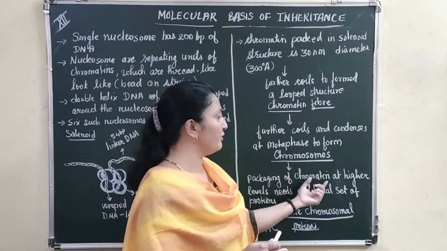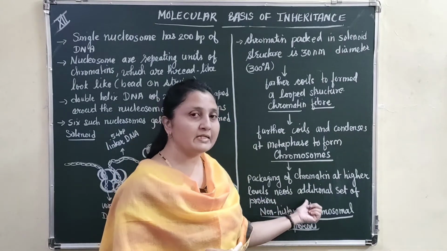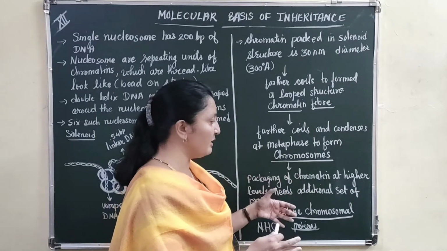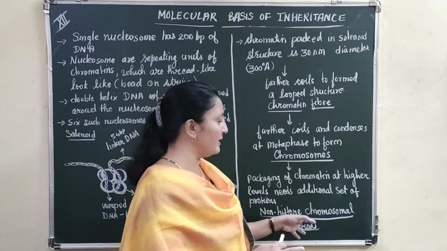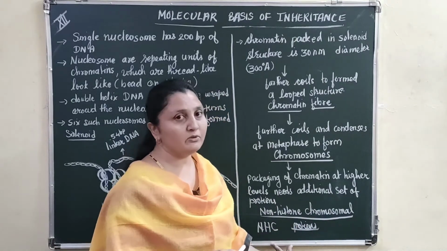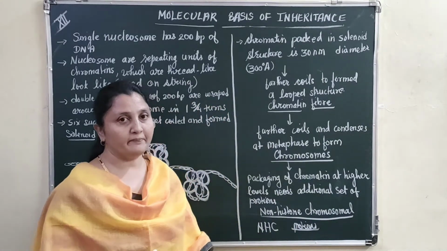The packaging of chromatin at a higher level needs additional proteins. So if higher level packaging has to be done, some additional proteins are required, and those are called non-histone chromosomal proteins, or NHC.